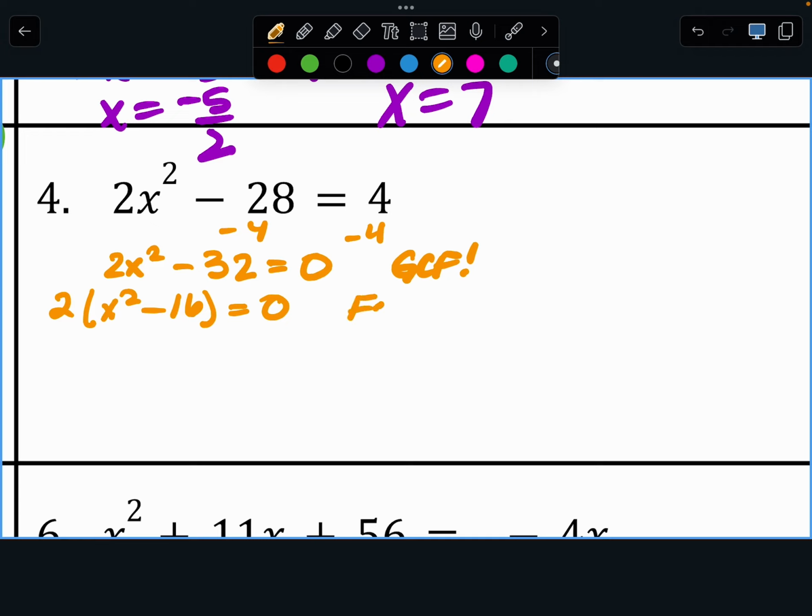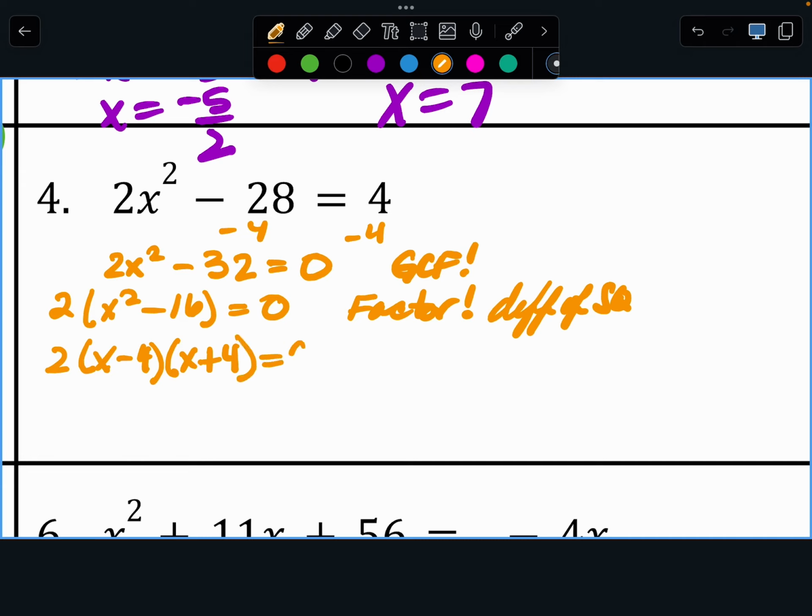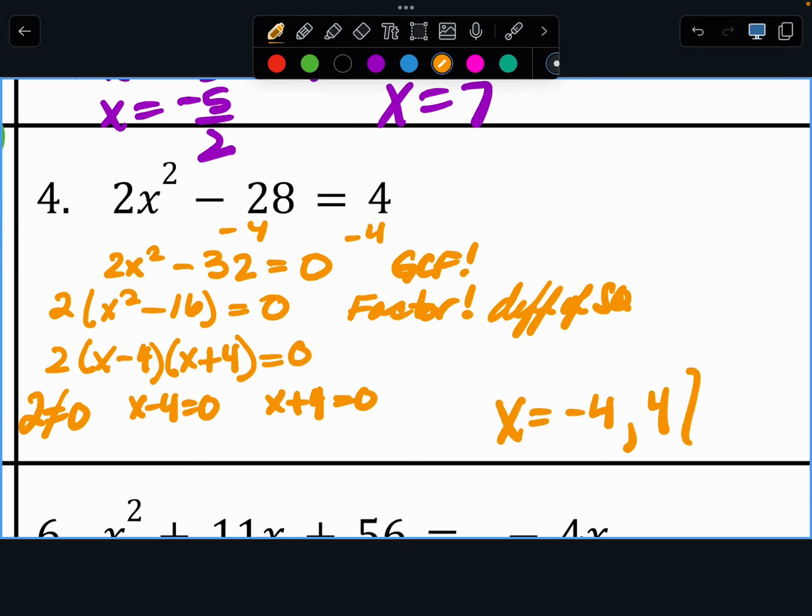Now I need to factor. That's a difference of squares. So now I have 2 times x minus 4, x plus 4 equals 0. 2 can't equal 0, so 2 doesn't equal 0. So x minus 4 equals 0, or x plus 4 equals 0. So x is negative 4 or positive 4.